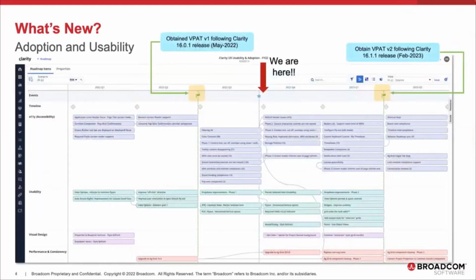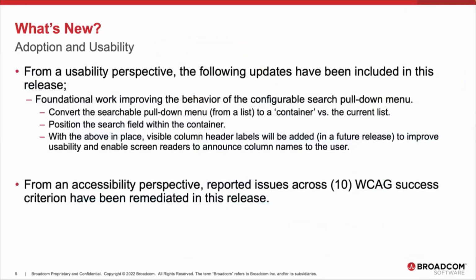Of course, the accessibility effort is never truly complete, but we have a roadmap in front of us that will result in VPAT 2.0 based on Clarity 16.1.1 in February of 2023. So we are using the next 2 quarters to complete this effort, which results in another VPAT coming in February of 2023. So what's new?